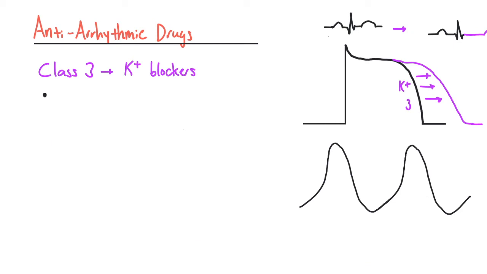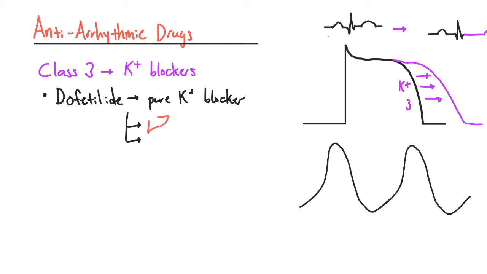Our next class 3 agent is a pure potassium channel blocker known as dofetilide. Dofetilide does undergo both renal and hepatic clearance, and caution should be used in conditions where patients have reduced renal or hepatic function. Of note, it's generally not recommended to use dofetilide in patients with severe hepatic impairment, and there are listed dosage recommendations for patients with renal impairment.